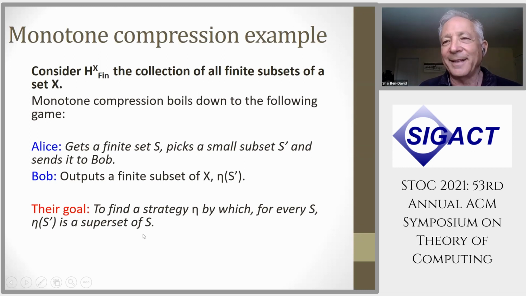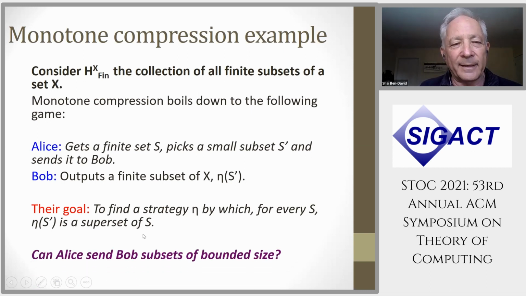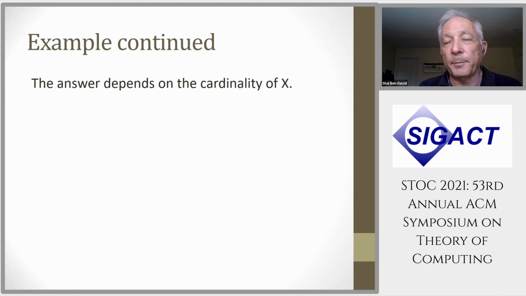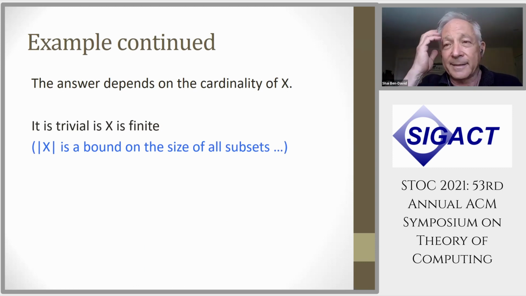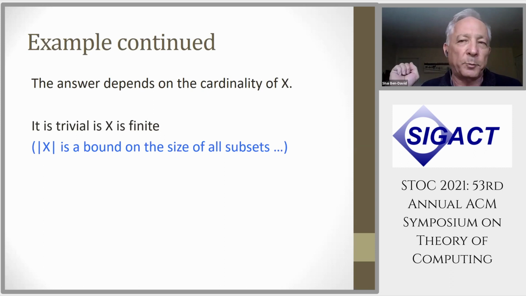So let me demonstrate it with some examples. We ask, can they settle for a bounded size as S prime? The answer depends on the cardinality of X. If X is finite, then it is trivial because Alice doesn't have to send anything to Bob. Bob will just output the full X because he is allowed to output any finite set.